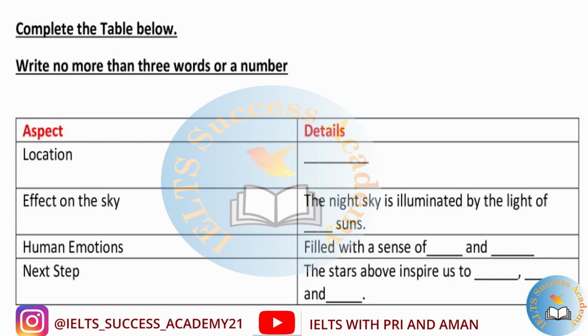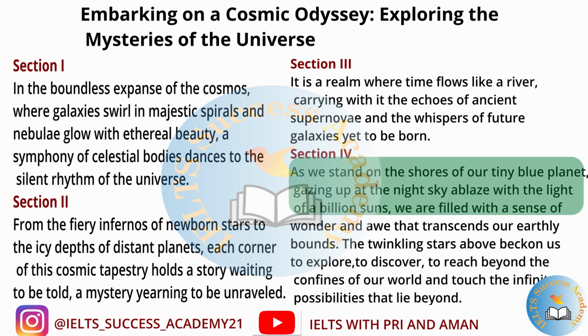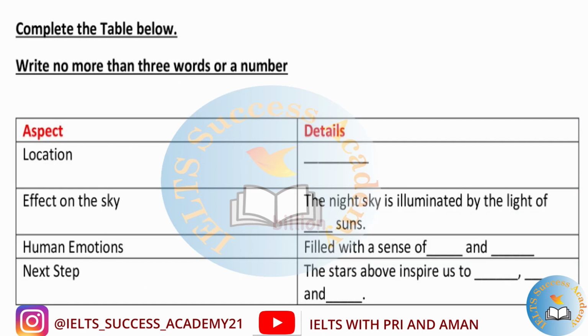Okay, so let's look at the keyword here. Keyword here is, or the key sentence here is, the night sky is illuminated by the light of dash suns. Okay, we just have to look above, find the first fill in blank. Okay, so if we look at our paragraph, we'll see on section 4, as we stand on the shores of our tiny blue planet, gazing up at the night sky, ablaze with the light of billion suns. So that answers your second fill in the blank.